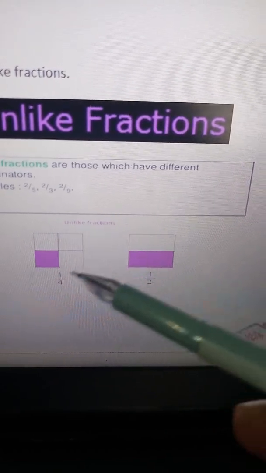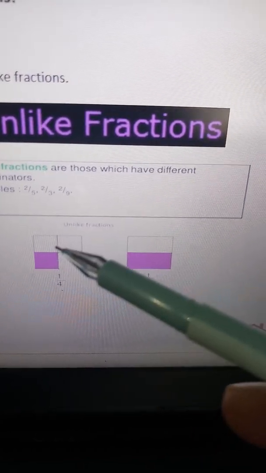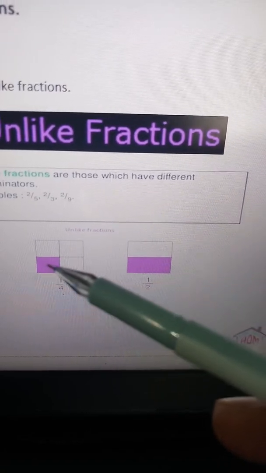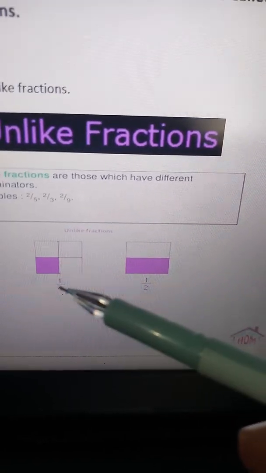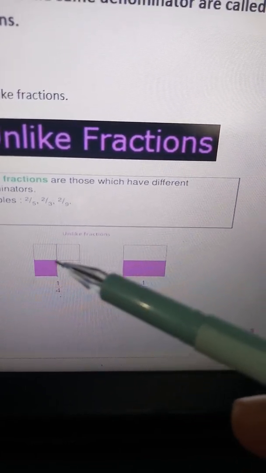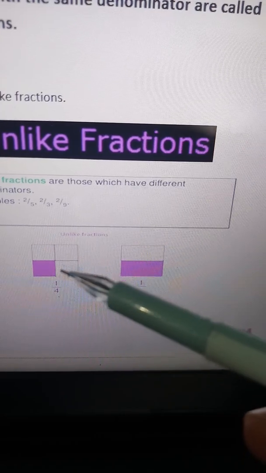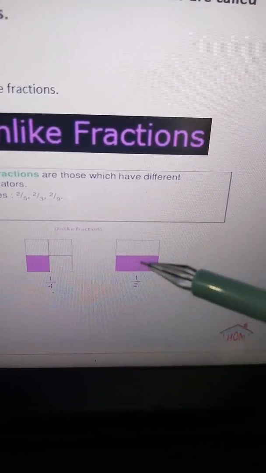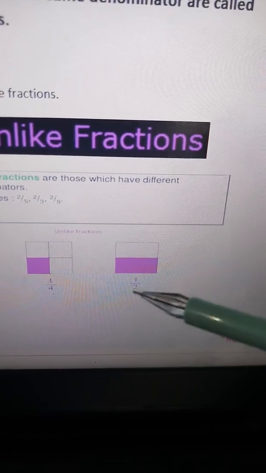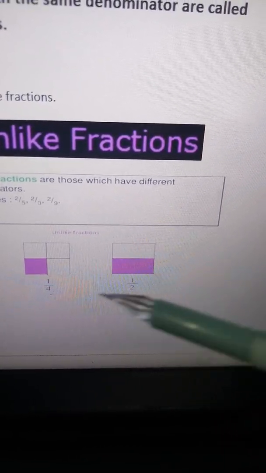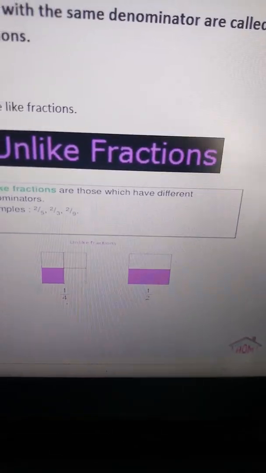Like this, there is a shape with 4 total parts and one part is shaded. So we will write the total parts in the denominator and the shaded part in the numerator. So it will become 1 by 4, and this shape will become 1 by 2, and the denominators of both fractions are different, so they are unlike fractions.